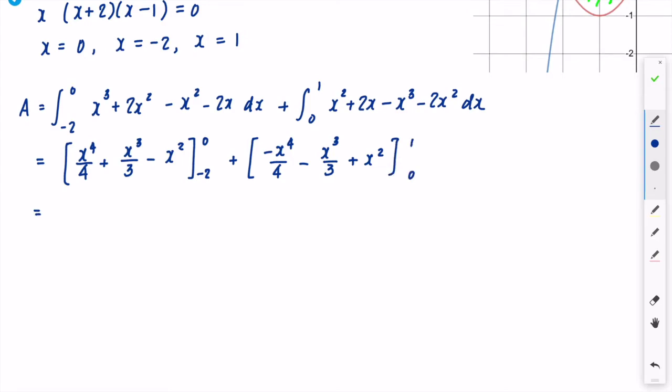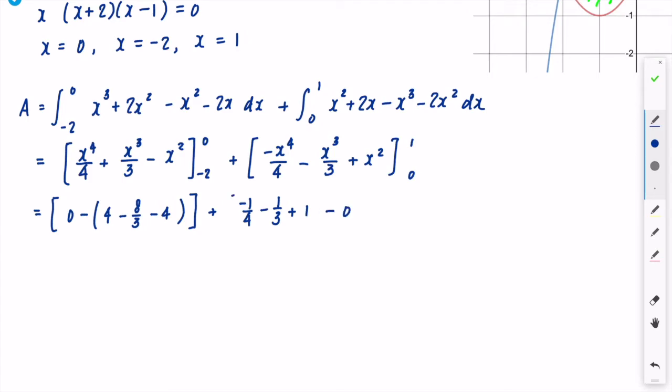If I sub in 0, everything is 0. Now let's sub in -2, 16 over 4. And don't forget, this is the minus part, right? So 16 over 4, 4, minus 8 over 3. And then 2 squared is 4, minus 4. So this comes from the first region. And then the second region, we have -1 over 4 minus 1 over 3 plus 1 minus 0, right?